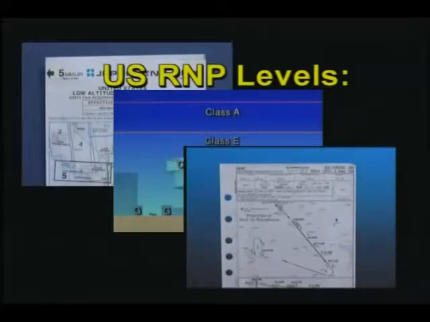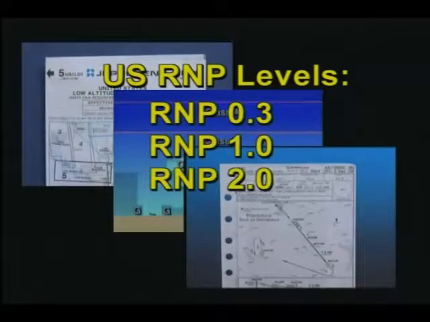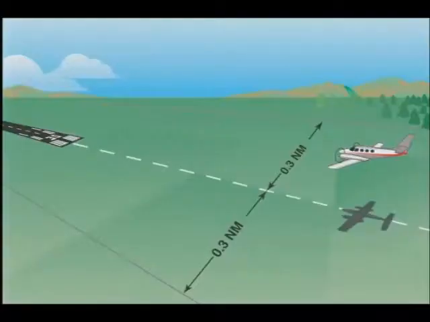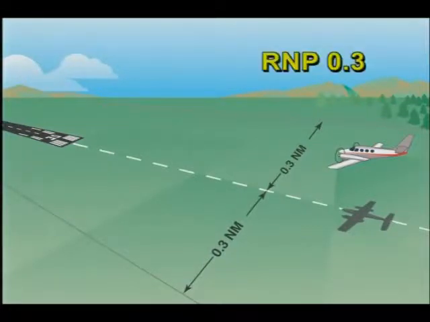Currently in the United States, there are 3 RNP levels: 0.3, 1.0, and 2.0, but additional RNP levels will be added. RNP 0.3 represents a distance of 0.3 nautical miles, or 3/10 of a nautical mile, on either side of a specified center line. At the present time, a 0.3 RNP level is the highest level. An example of this RNP level is the specific performance required on the final approach segment of an instrument approach.